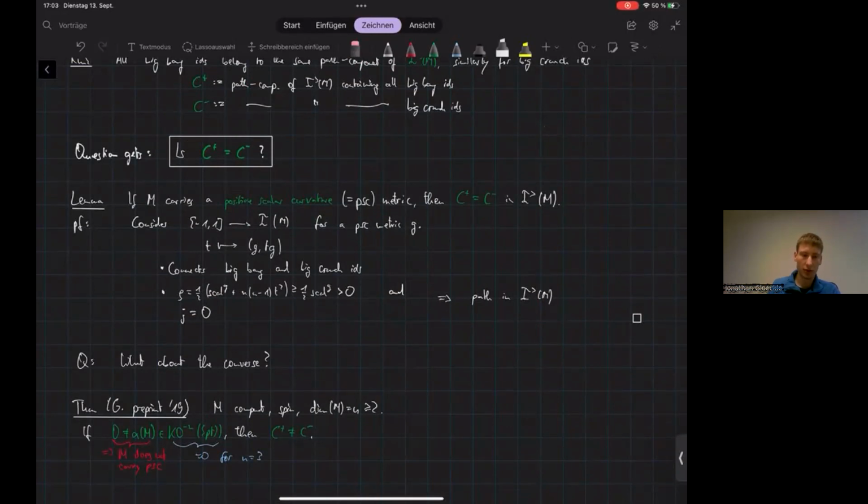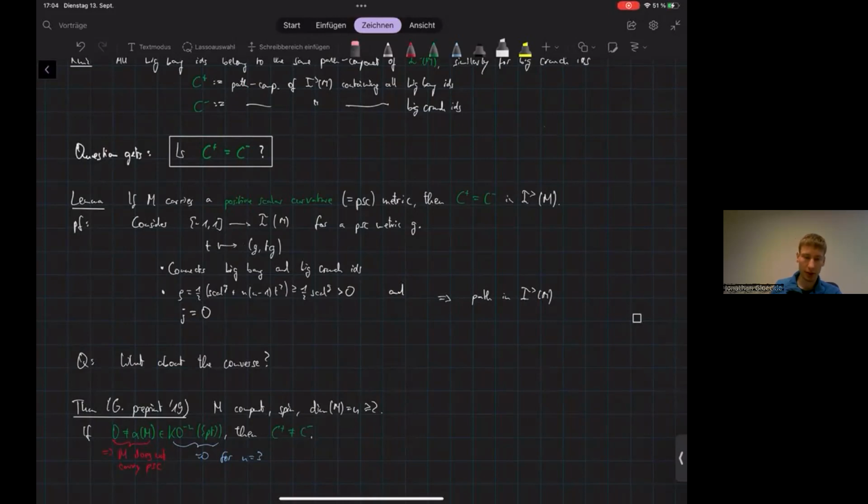So there's a first theorem along these lines, which I proved a few years ago, which says that when M is compact and spin, and dimension larger than 2, then there's a famous obstruction to positive scalar curvature, which is that its alpha genus is non-zero. If the alpha genus is non-zero, then we know that M does not carry a positive scalar curvature metric. And what I proved back then was that in this case, also these two components, C plus and C minus, are different.